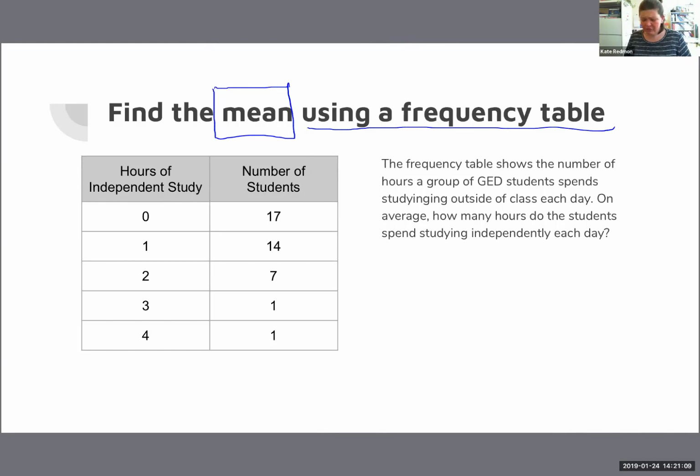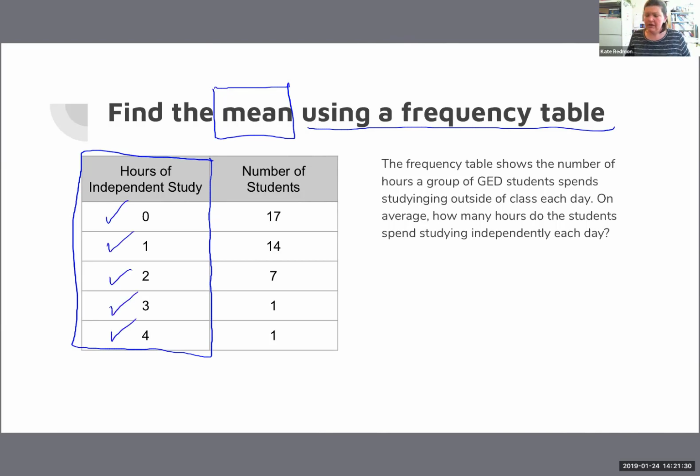A lot of people just come straight to this column and they go, look, there's the data. Those are the hours of independent study. And so then what they choose to do is just add up those numbers. They'll say, okay, I'm going to add 0 plus 1 plus 2 plus 3 plus 4, and they get that 10 total. And then they say, okay, now I'm going to divide by 5, because that's 5 numbers, 1, 2, 3, 4, 5. And they come up with this answer too.